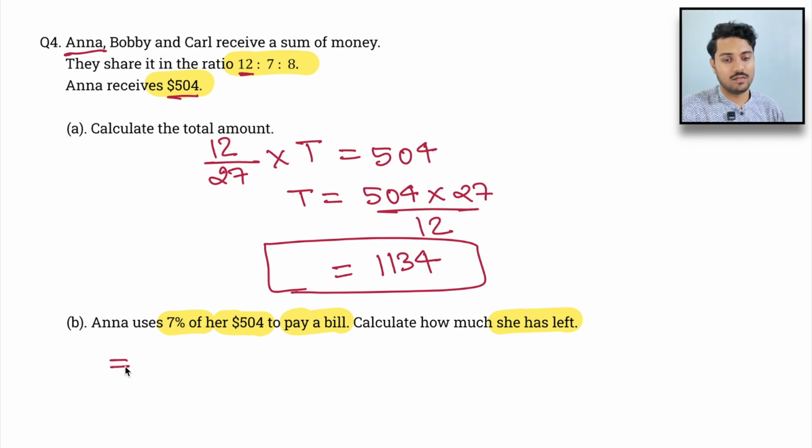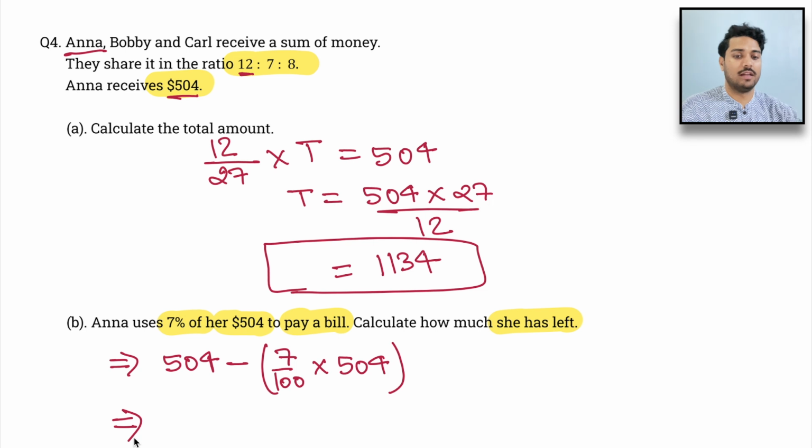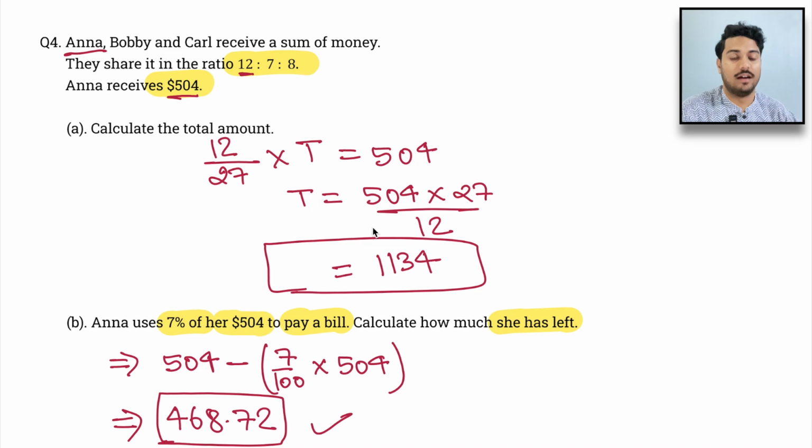So basically 504 minus 7% of 504. So we can do this calculation and we'll get the answer. So that is 504 minus, inside the bracket, 7 out of 100 multiplied by 504, bracket close, and the answer is $468.72. So this is the answer.